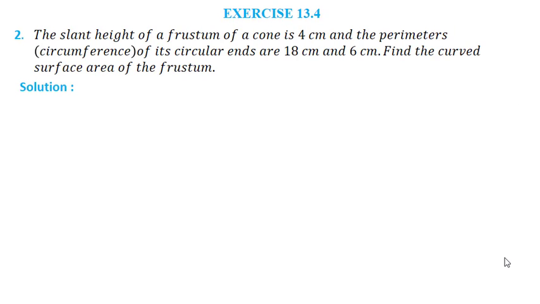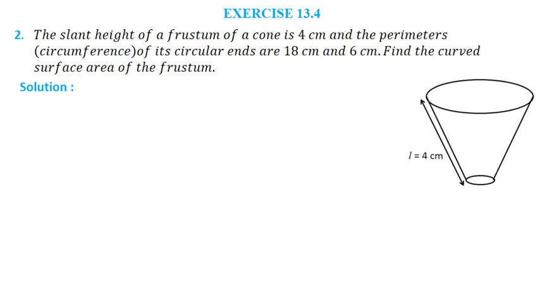Now let us move to the second question. The slant height of a frustum of a cone is 4 centimeter and the perimeters of its circular ends are 18 centimeter and 6 centimeter. Find the curved surface area of the frustum. Now in this problem we are given the slant height. For finding curved surface area we require the slant height. There is no need for the height, so I will not calculate that, but I require the radius at the two ends.